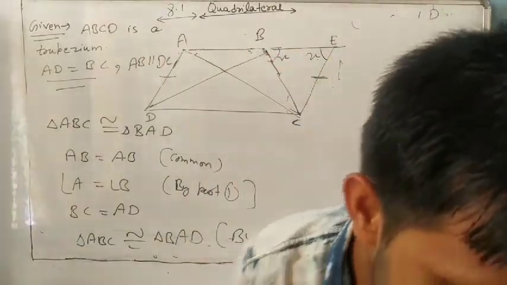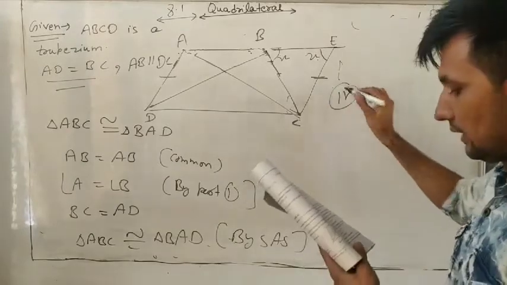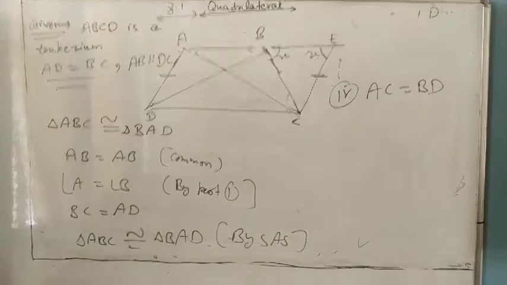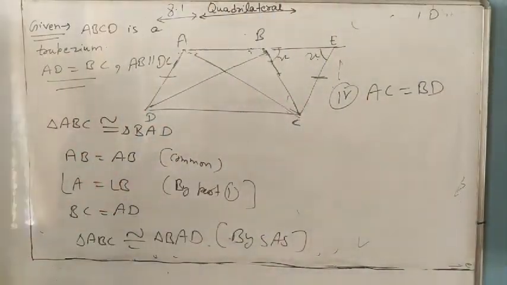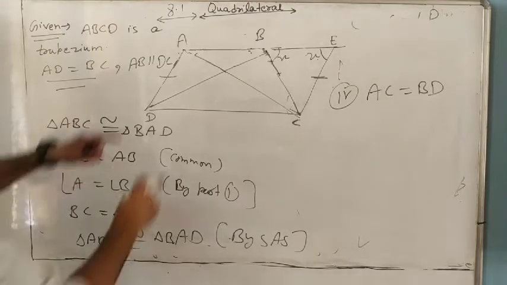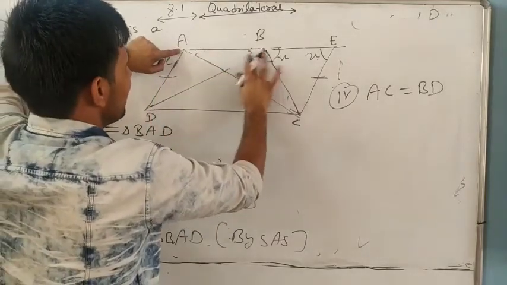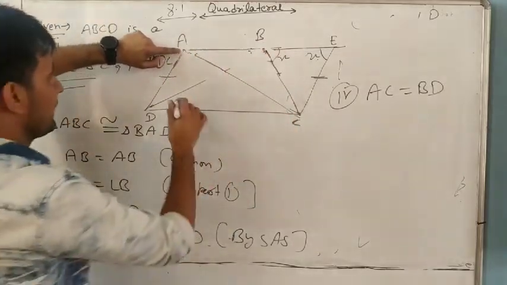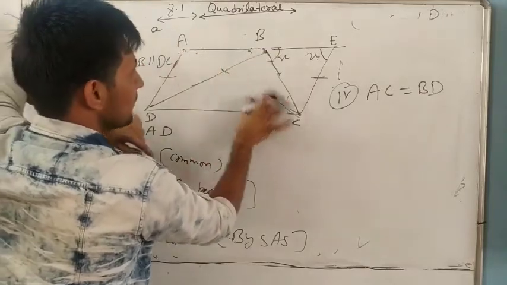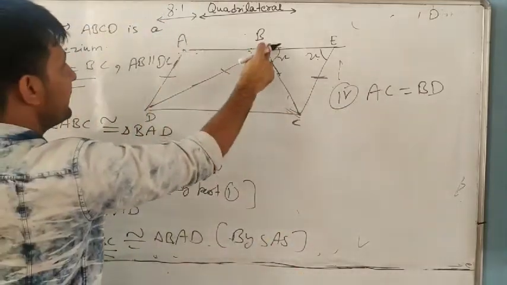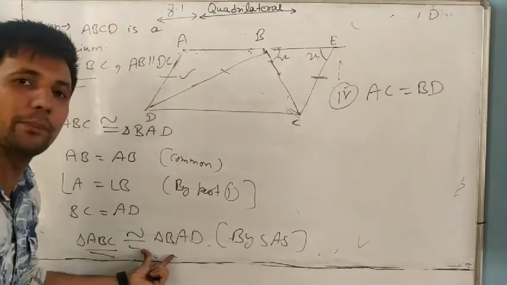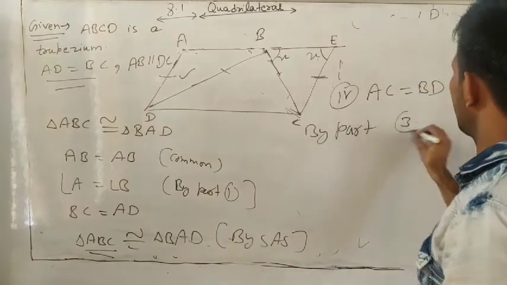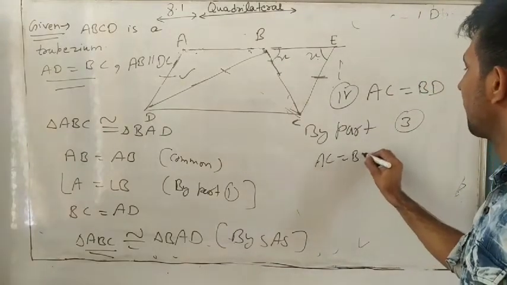Now the fourth part: diagonal AC equals BD. We will take two triangles in which AC and BD lie. AC is in ABC and diagonal BD is in ABD. These two triangles we already proved are congruent. So therefore by part 3, AC equals BD by CPCT.